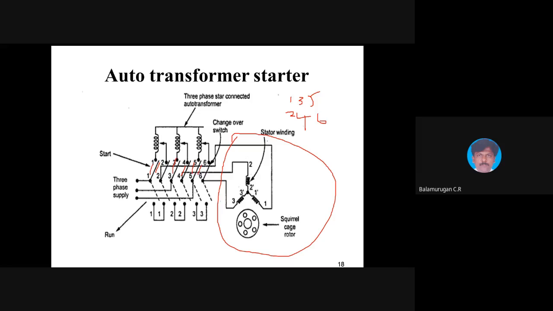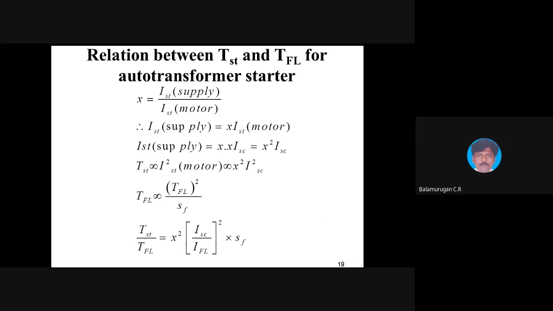So generally, if we consider the auto transformer, based on the number of turns, only that supply voltage will be given. So we'll have a changeover switch. Using the changeover switch, once the motor speed reaches 80%, you put it in the run condition. So full supply voltage will be given. Okay. And next, coming to this equation, we have already included this x.